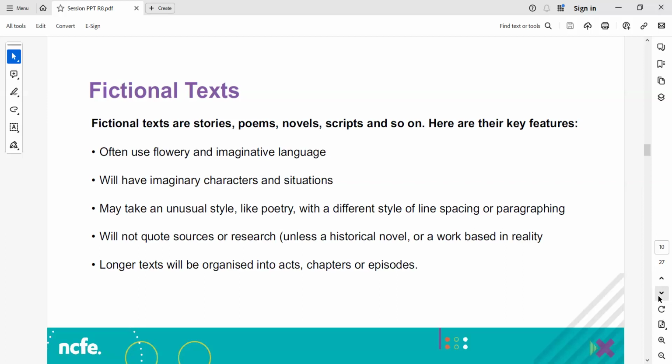Okay, so any questions about fictional texts? I'm assuming that everyone is familiar with those and has read them at some point. I have one to show you. So, a poem.